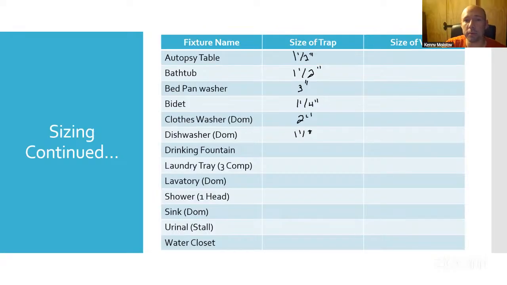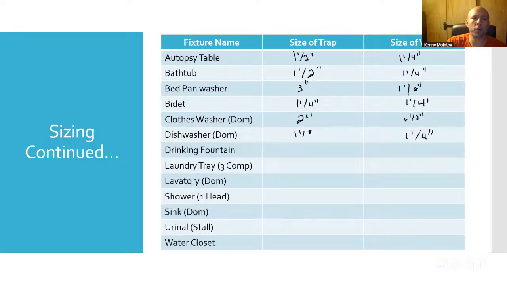So autopsy table, if it's an inch and a half trap, you're looking at an inch and a quarter vent. Bathtub, same thing, inch and a half is inch and a quarter. 3 inch is going to be inch and a half. Inch and a quarter is inch and a quarter. 2 inch is inch and a half. And then dishwasher is inch and a half, which is inch and a quarter.